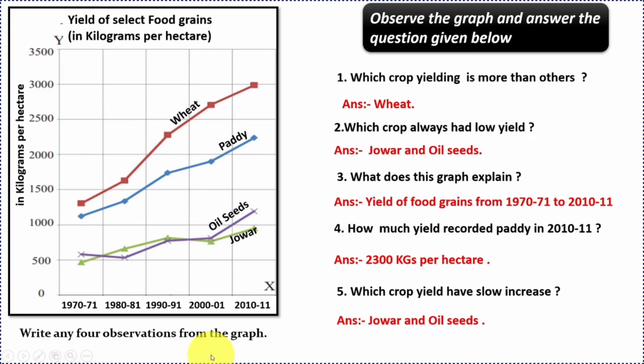Write any 4 observations from the graph. What we observe from here is this graph explains about yield of select food grains from 1970-71 to 2010-11. Second, here wheat is more produced and less production is jowar and oilseed. There is increase in wheat production and slow increase of jowar and oilseed is our observation from this graph.